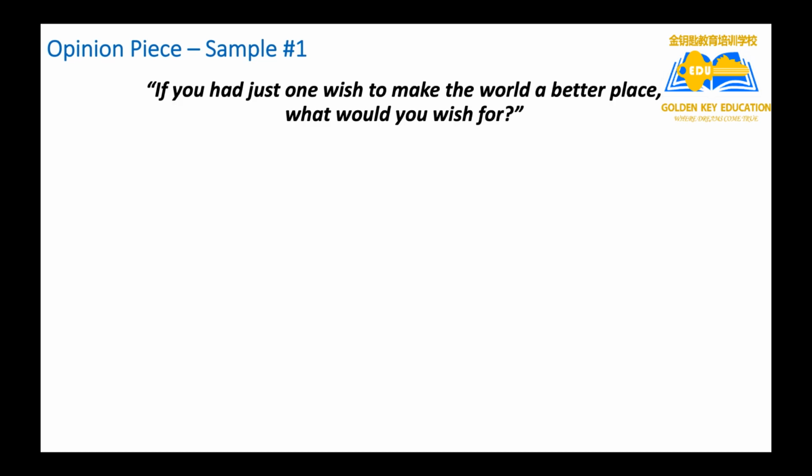Okay, so how do we tackle this? Here's our statement. First thing we must do is take out the keywords and elements, identify what these key terms are that will allow us to formulate a response. So, if I look at this statement, if you had just one wish to make the world a better place, what would you wish for? The key terminologies that appear in this statement that will allow us to formulate any sort of idea is the idea of a wish that you as a person and an individual would make, the idea that there is a world whose fortunes and whose outcome would be affected by your decision, your wish.